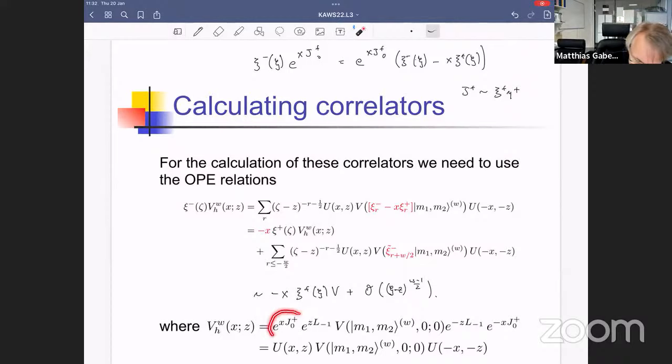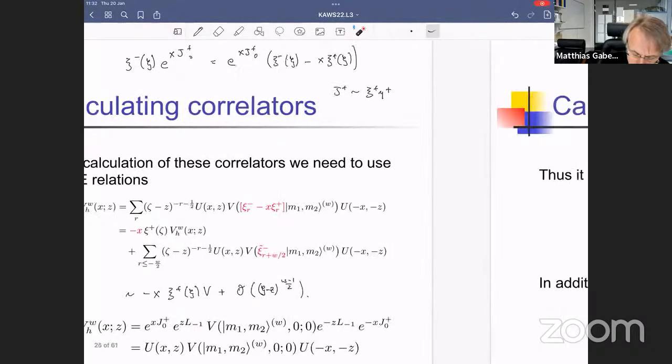But the effect of this exponential is that when you apply some of the modes, the mode that used to behave very regularly actually also has a singular piece, which comes from the commutator of this xi minus piece with the e to the x j plus, and you can easily calculate it. It's just equal to minus x times xi plus, the OPE of xi plus with v. So therefore, you see, what this tells you is if you take this plus x times j plus, then it'll go like this. So this is the upshot of it.